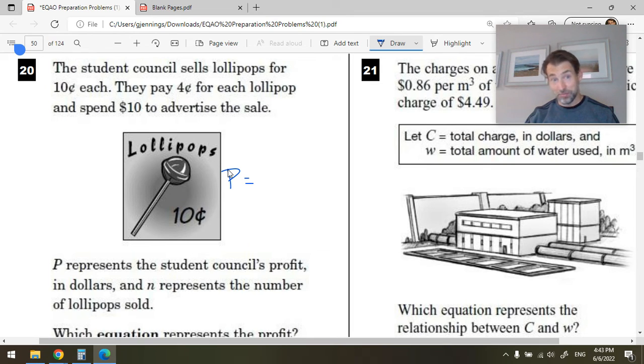First, you could figure that out. Okay, so they're selling them for 10 cents, but they pay 4 cents to get them. So that would be 6 cents profit. So here, I'm going to write that this way: 0.06 times the number of lollipops they sell minus $10. This is an expression that gives their profit in dollars. I bet that's what they're going to ask me.